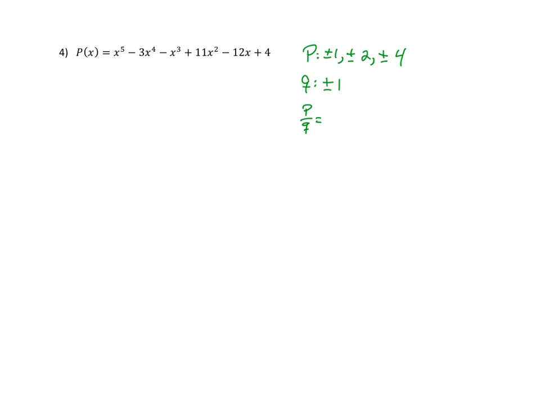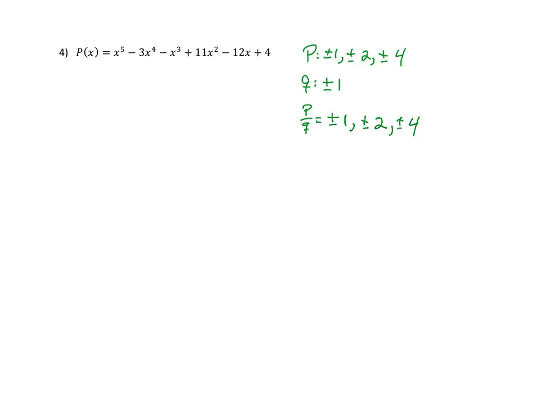So my possible zeros are going to be p over q. That means that in this case, I'm dividing all of those numbers from p, 1, 2, and 4, divided by 1. So my possible list of rational zeros is 1, 2, and 4, right? Now I'm going to check the possible positive zeros or negative zeros, so I can know which number I should begin with. Okay.